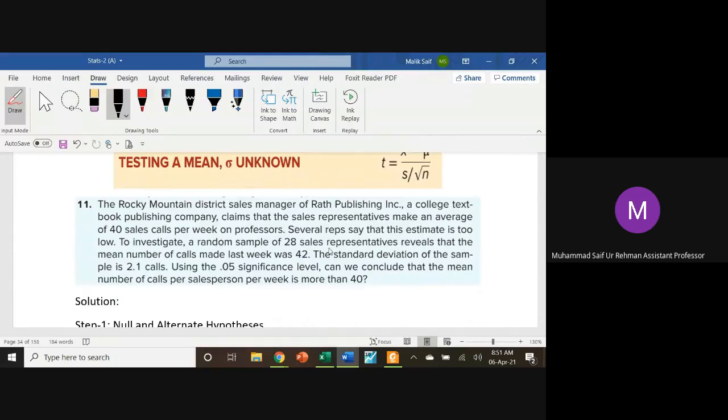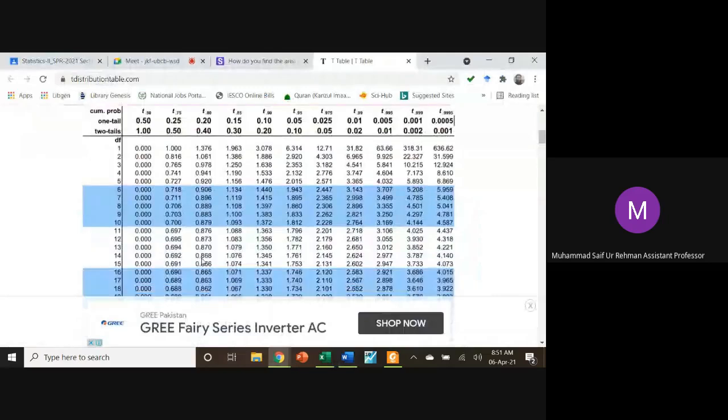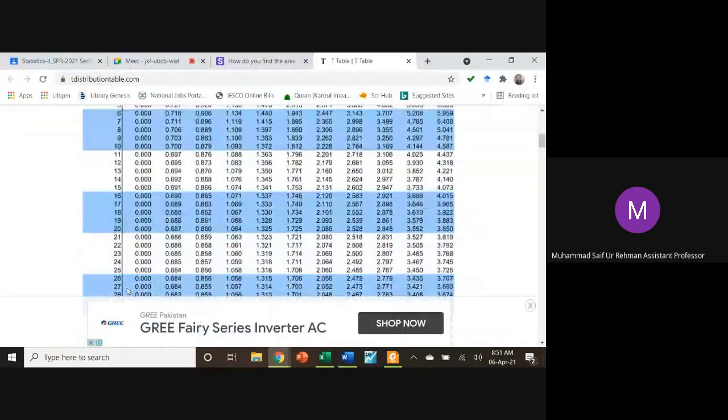28 sales representatives. Sample of 28 sales representatives. So 28 is your sample size. So degree of freedom will be 28 minus 1. So the answer is 27. So you will see this table and you will see where is 27. So 27 is this value.